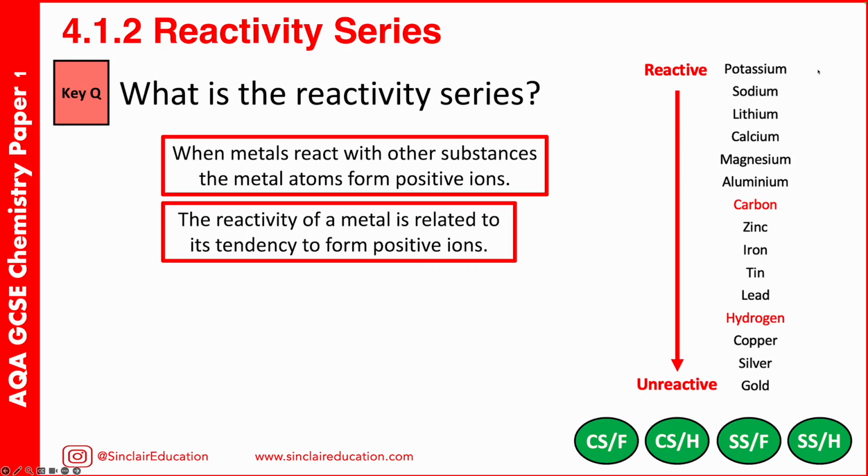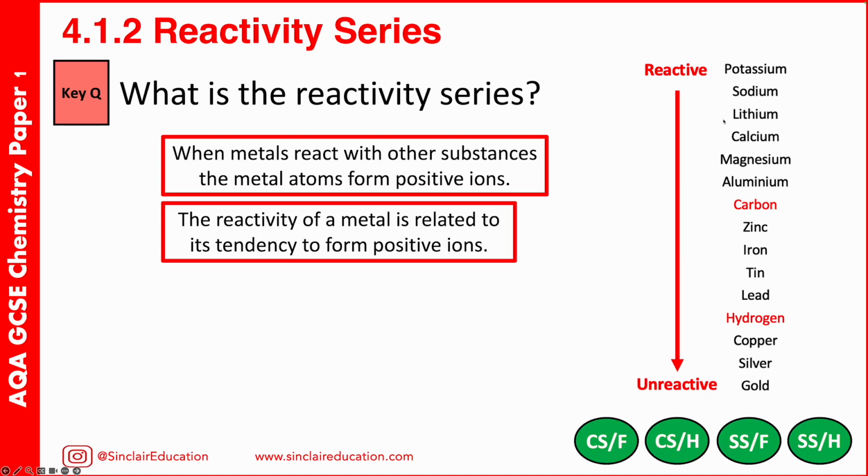So potassium, for example, an alkali metal, loses one electron very, very readily, while aluminium loses its three outermost electrons less readily, so it is less reactive than potassium. So the higher the tendency of losing their outermost electrons, the more reactive that substance is. Notice the position of carbon, it's below aluminium.